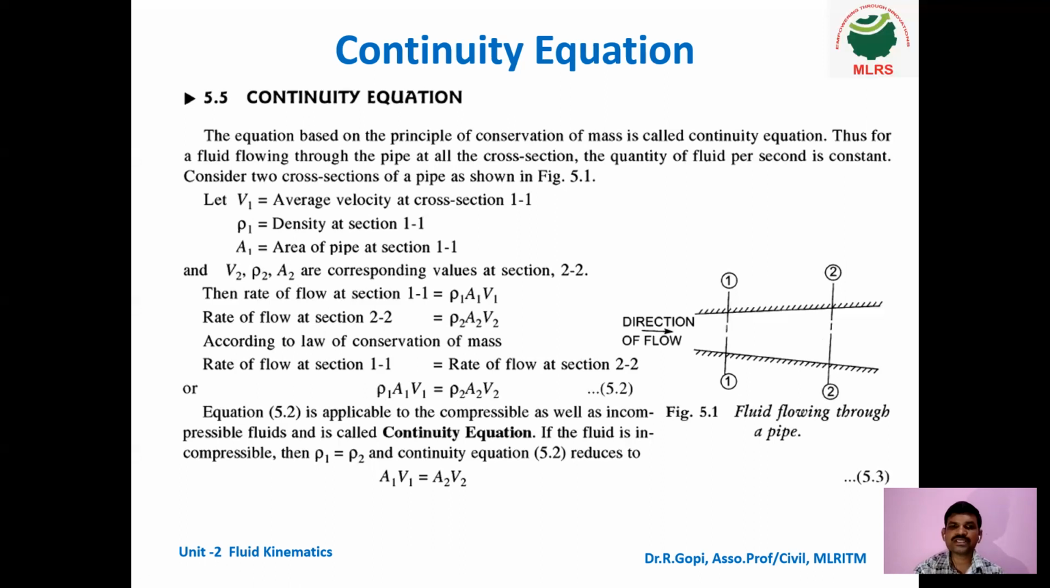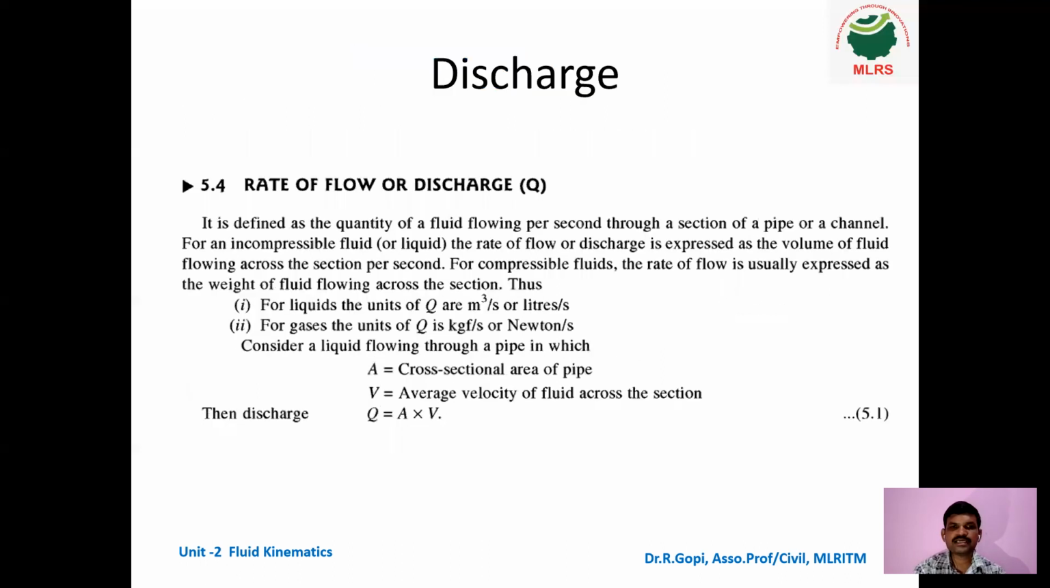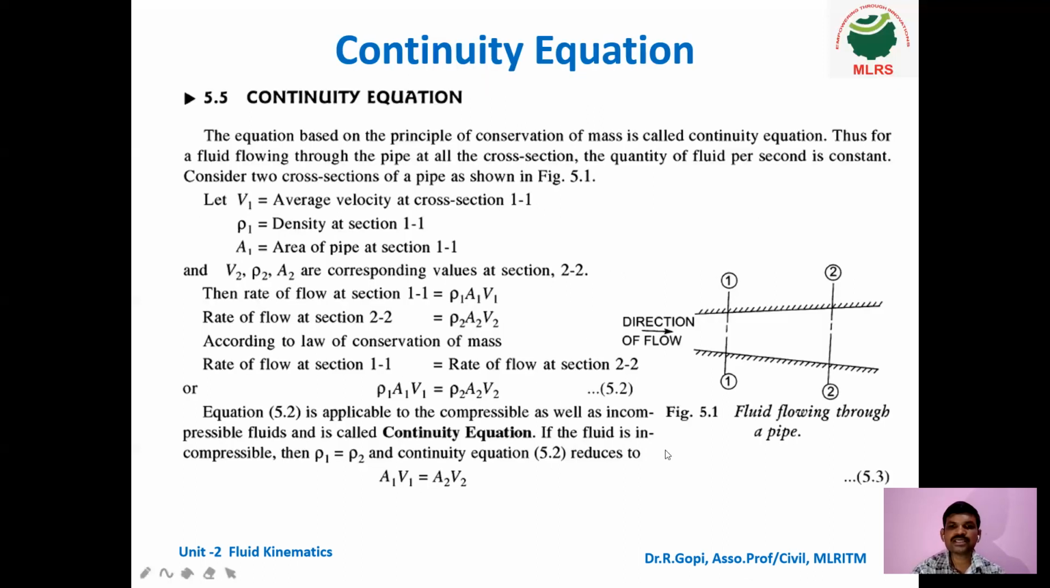So what is the final equation? The above equation reduces, after rho cancelling, to A1 V1 equals A2 V2. We already discussed previously that discharge is equal to A into V. So A1 V1 is the discharge at section 1, and A2 V2 is the discharge at section 2. For both sections, the discharge is the same. So this is the continuity equation.